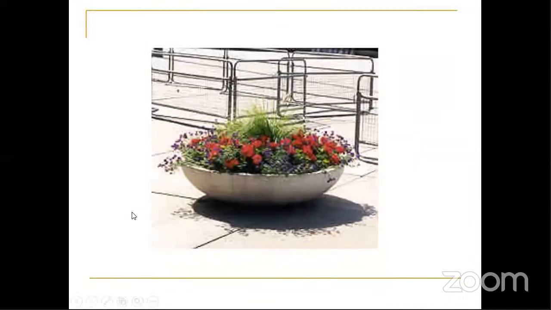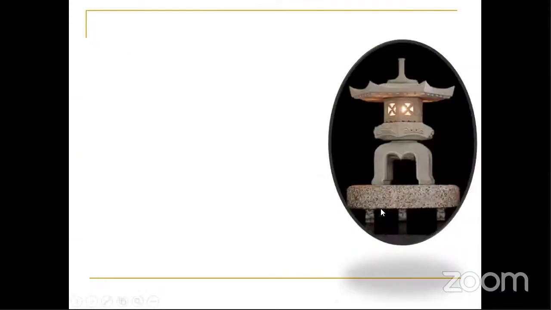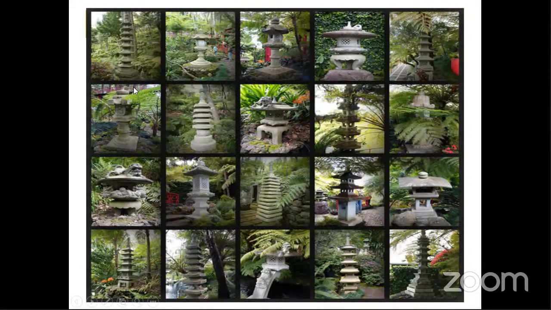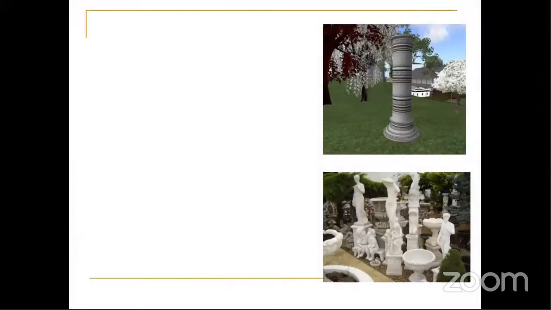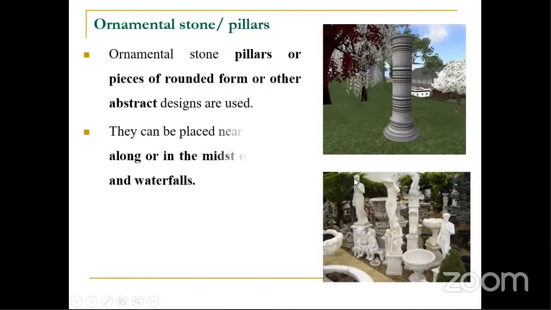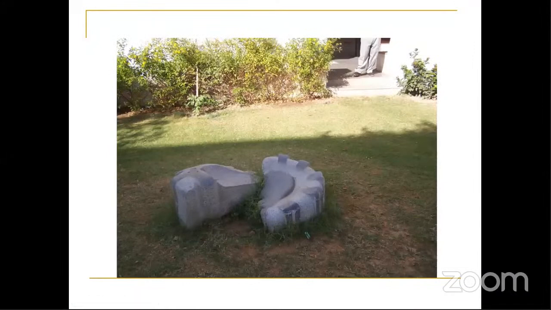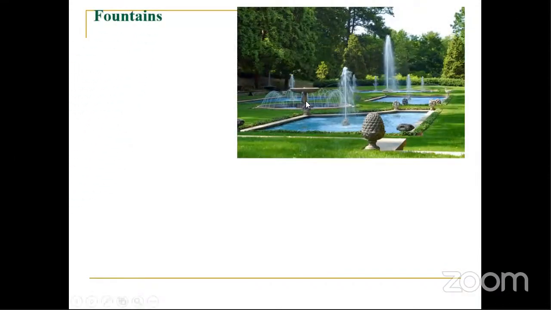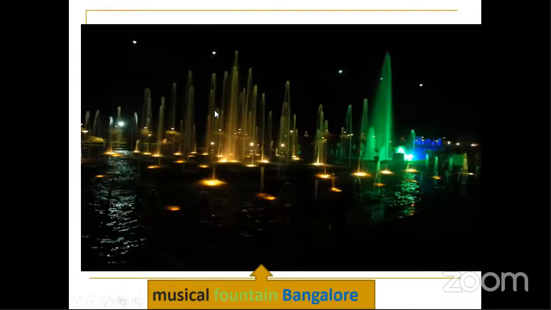These are the ornamental urns, tubs, vases. This is a Japanese lantern. These are the different styles of Japanese lanterns. Nowadays, these are very commonly used in gardens. These are the ornamental pillars or stones. If you go to the rock garden in Chandigarh, you will find them. These fountains are also very common. Musical fountains.